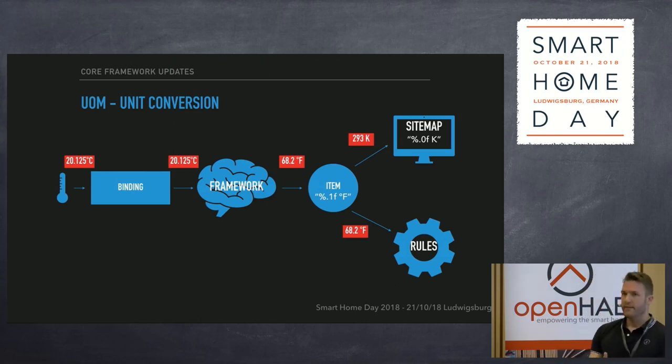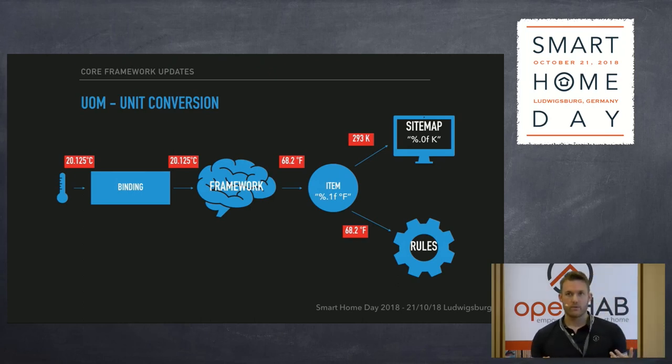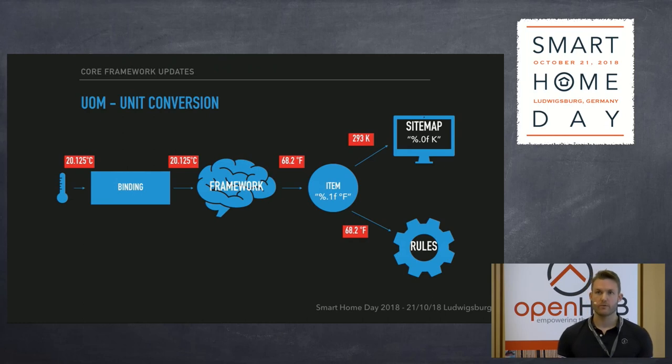Okay, but you can see that on the item we have a state description which tells us that we want one decimal place and the unit degree Fahrenheit. So the framework automatically knows to convert the Celsius value to the Fahrenheit value. And because the item state is now a quantity type with exactly this value and this unit, it will also pass it on to the rules like this. So the former 20 point whatever degree Celsius don't play any role anymore. So the framework converted it.